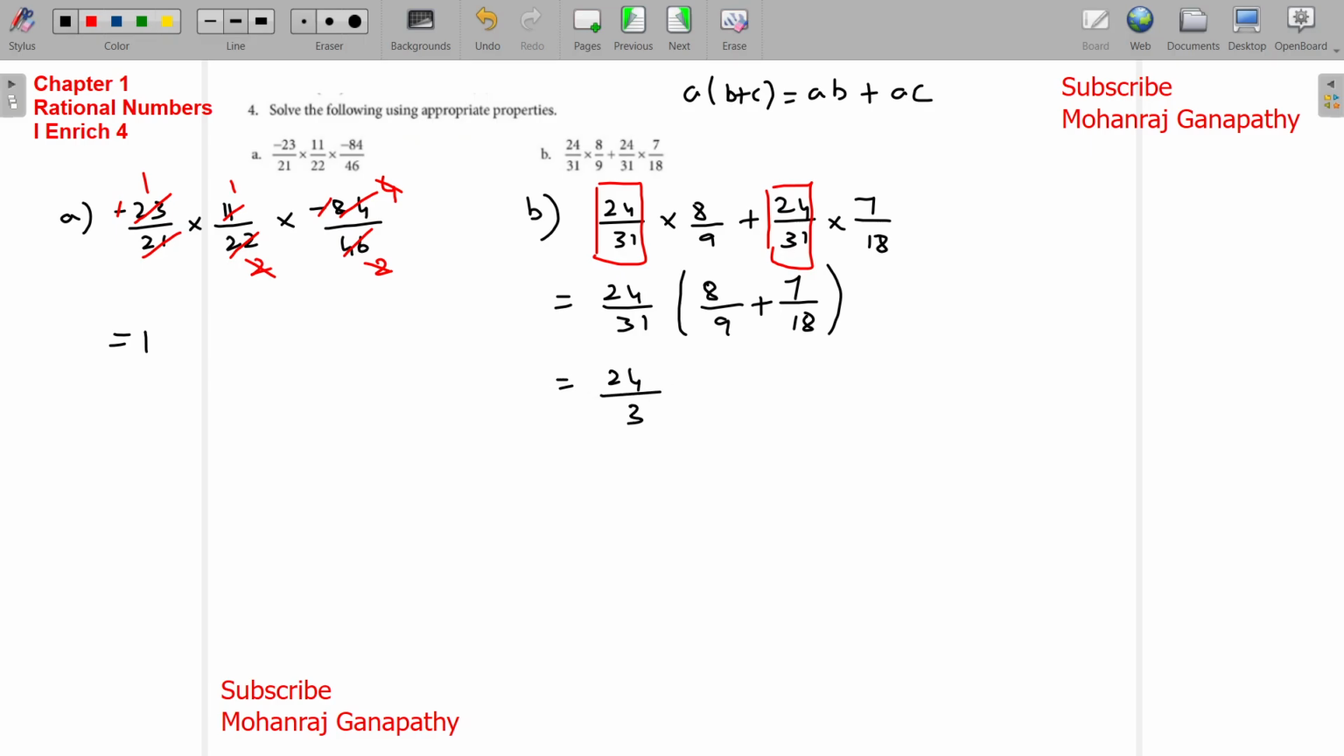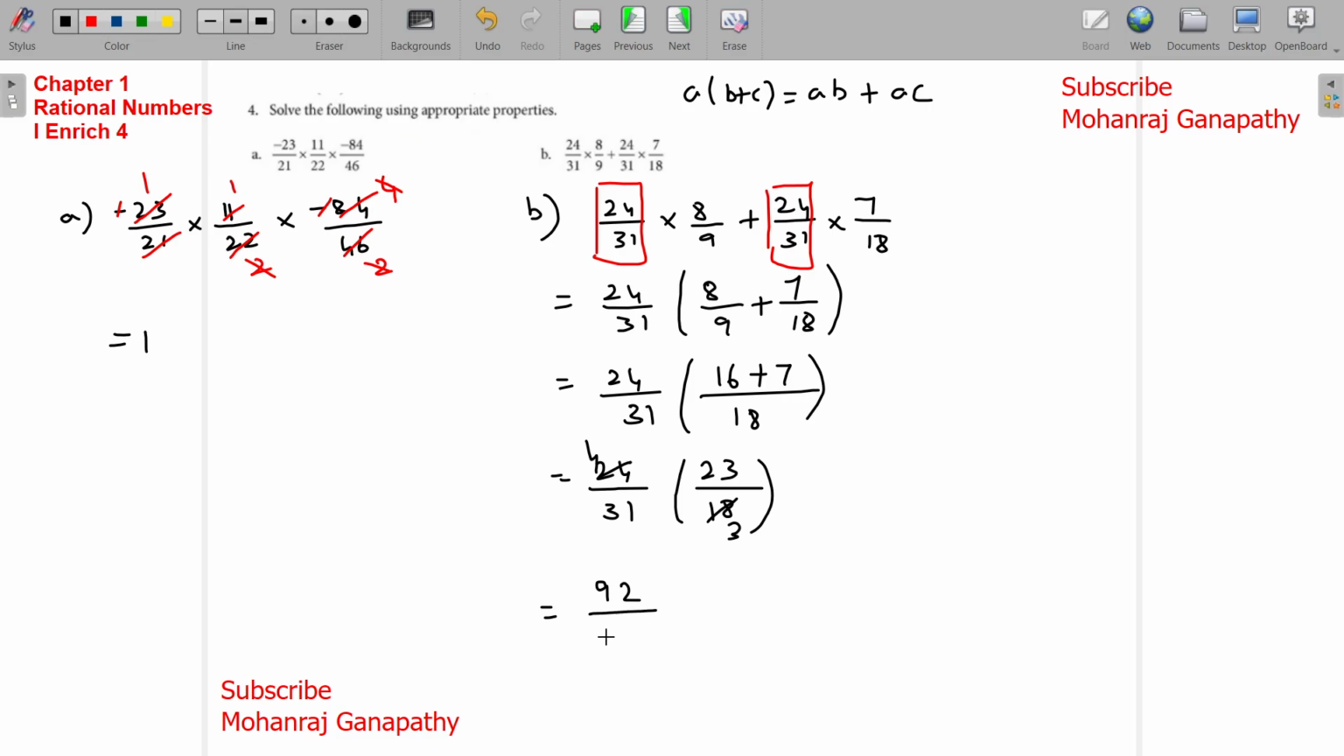24 by 31. Here the LCM is 18. 9 2s are 18. 8 2s are 16 plus 7, which is equal to 24 by 31 into 23 by 18. 6 times, 6 4s are 24. 6 3s are 18. 4 into 23 is 92 divided by 93.